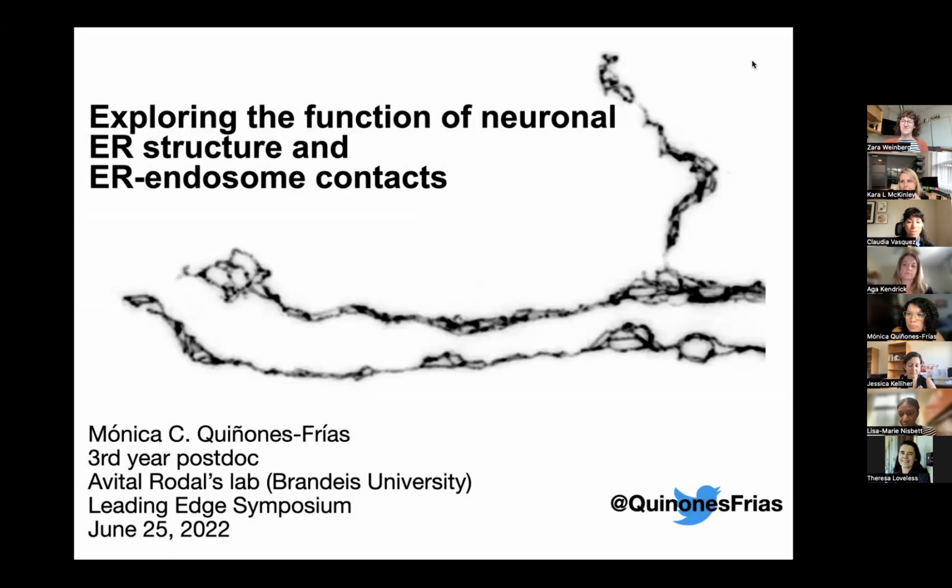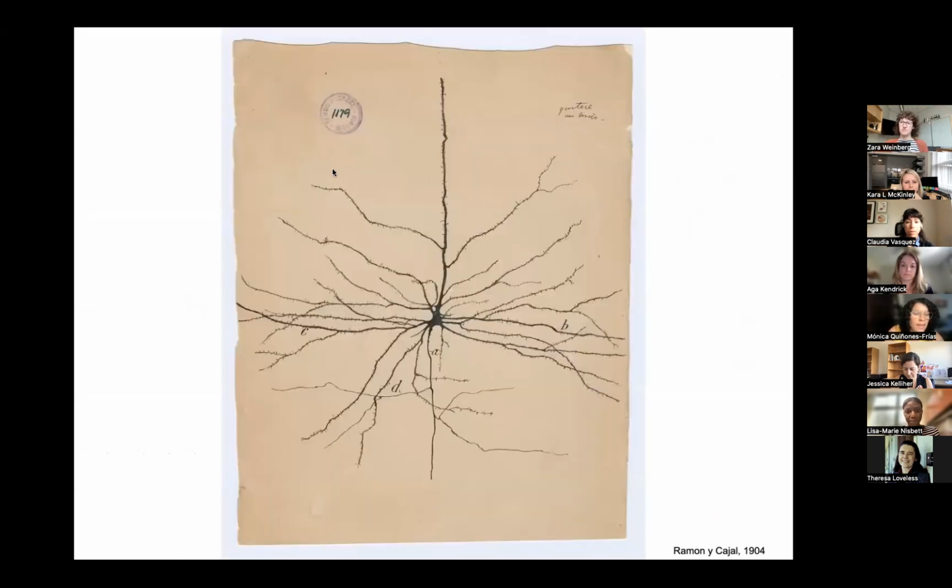Awesome. So hi, everyone. Today I'm going to be telling you about my current efforts to develop tools to visualize neuronal ER, as I'm showing here on this first slide, with the goal to study the structure of the ER in these cells and study functional contacts of the ER with other organelles, in particular endosomes. Here I'm showing a drawing by Ramon Cajal, and I've always loved his drawings because they capture the beautiful complexity of neurons.